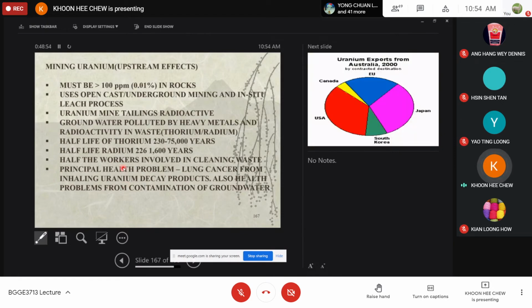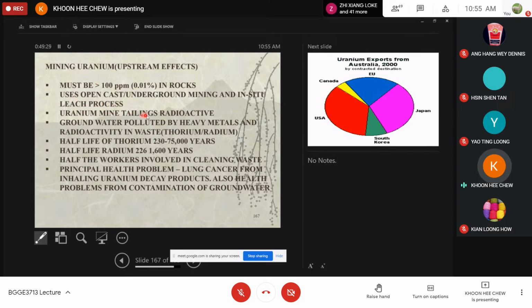Now next is the mining of uranium. This is the upstream, the mining side. What happens in the mining of uranium? There must be more than 100 ppm in the rocks before we start mining. That means the rock contains 0.01% uranium. Then we mine it using open cast or underground mining and in-situ leach process. This is the process of mining.